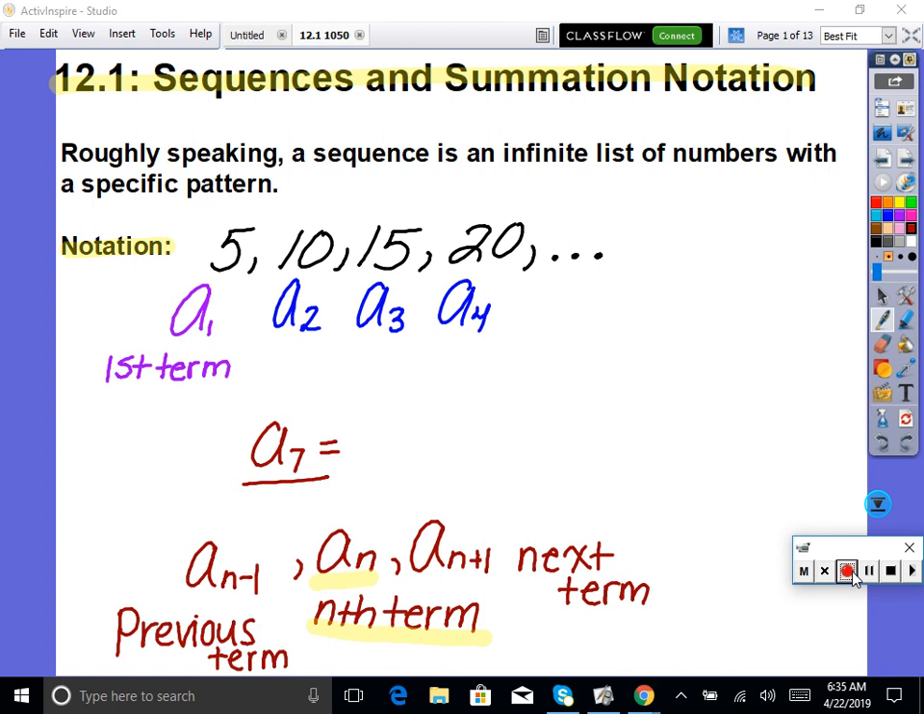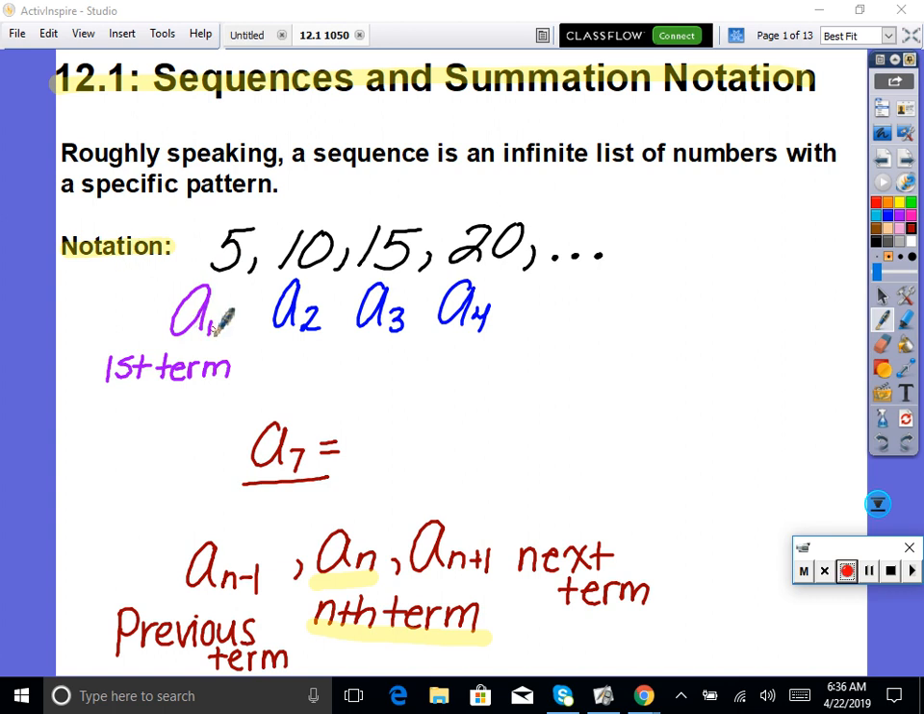So right here, we've got to get down some notation. If you had to guess, 5, 10, 15, 20, what would come next? 25, then 30, and so on. Once again, the dot, dot, dot means it continues forever. This is what would be considered the first term in the sequence. This is how they would write it. The notation is a sub 1.